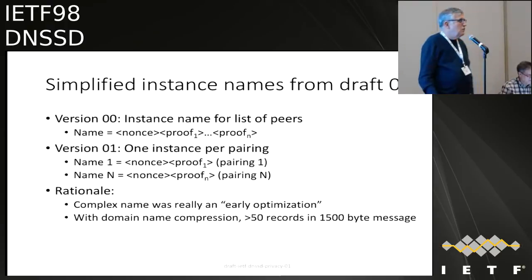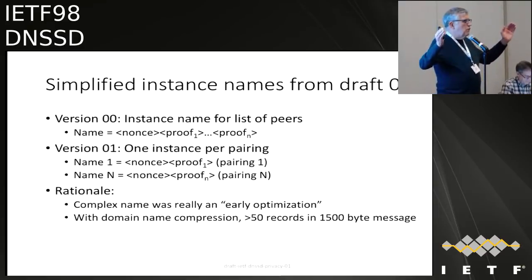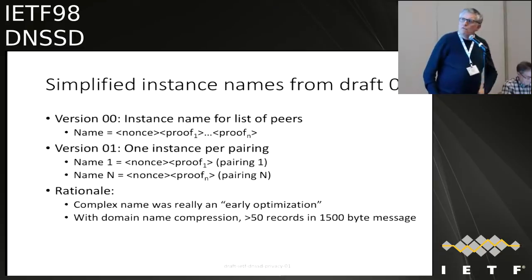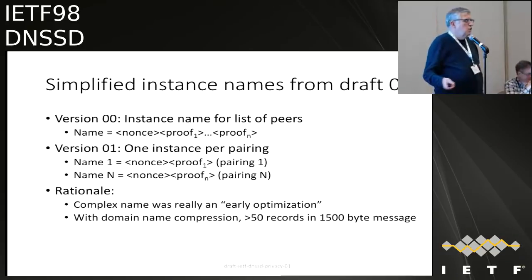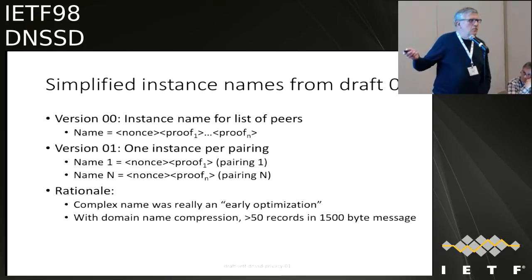The first version you had was, I was trying to pack a number of instances in a single frame, in a single big name. And after more implementation experience, it's much simpler to formalize this private name as just the concatenation of the nonce and a proof, where the proof is the hash of the nonce with a secret. And it turns out that we don't need to do this kind of early optimization here, because if we do use name compression in the results, then we can fit a very large number of records in a single message. So having a very simple instance name there gives us a better way.